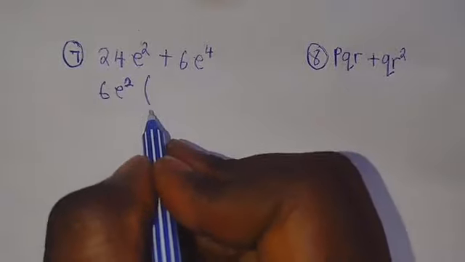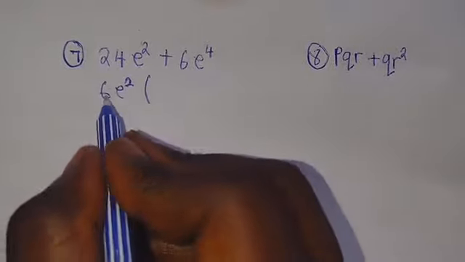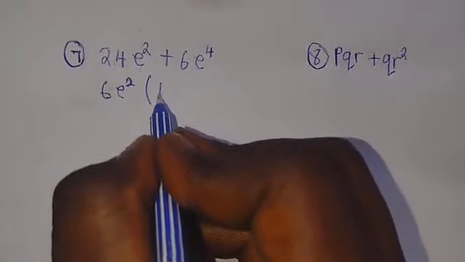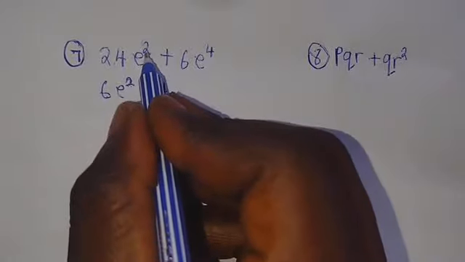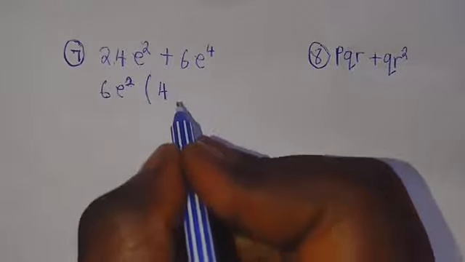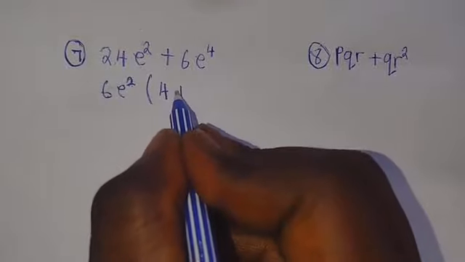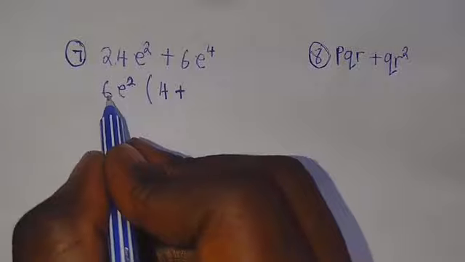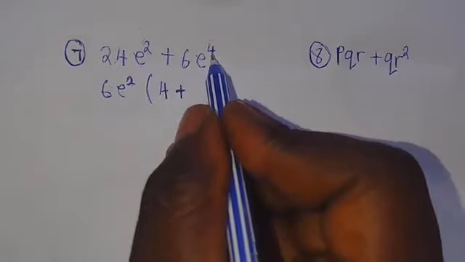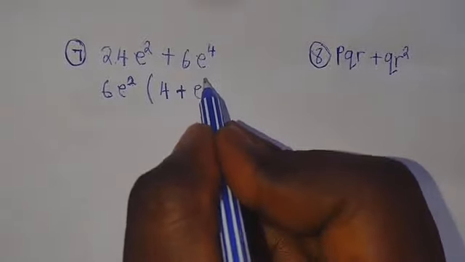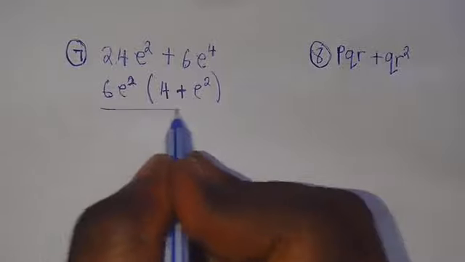Then we write open bracket. So we start doing the same. 6 into 24, how many times? 4 times. e power 2 into e power 2 is 1. This will cancel, so just remain with a 4 here. Then plus, again, 6 into 6 is 1. e power 2 into e power 4, you remain with e power 2. So this is your answer.